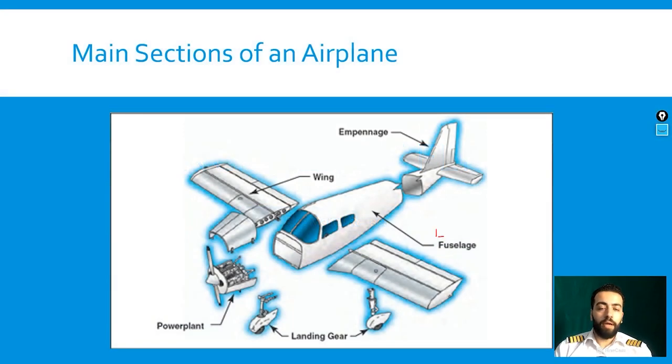The very first one is called the fuselage, or the main body. It actually is used to carry passengers, loads, cargo, and other stuff. And other main parts are attached to this part.